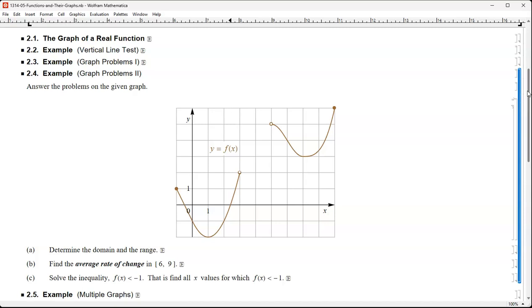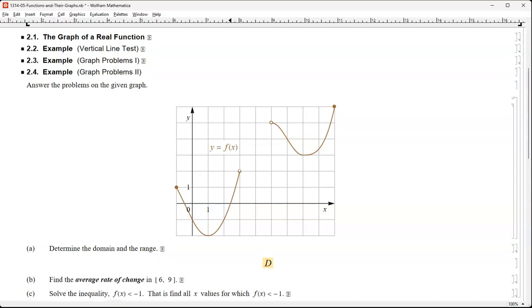Let's see, domain is all possible x values starting from this solid dot, -1, all the way to, let's see, 1, 2, 3, 4, 5, 6, 7, 8, 9. So is the domain -1 to 9? Actually, not really. Not everything between -1 to 9 will suffice because there's a gap.